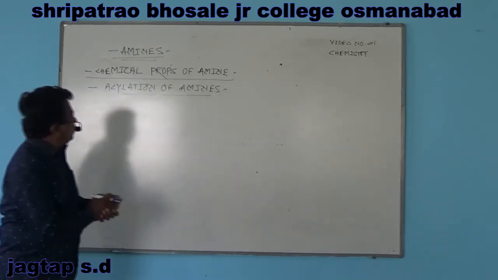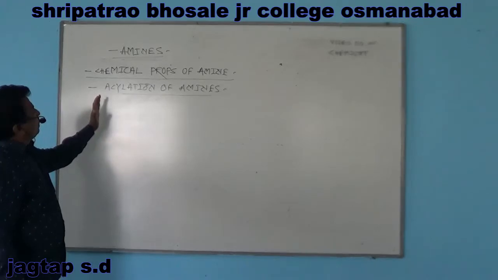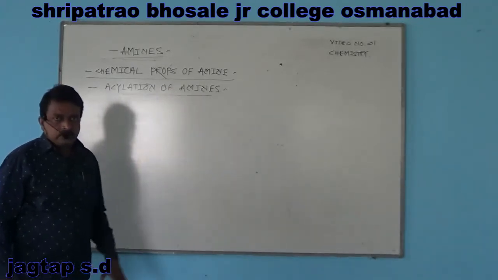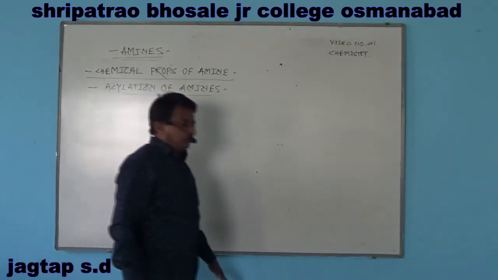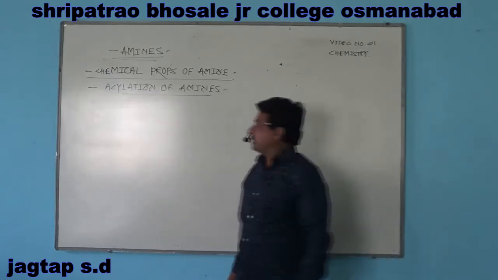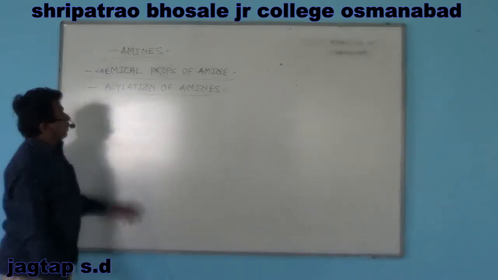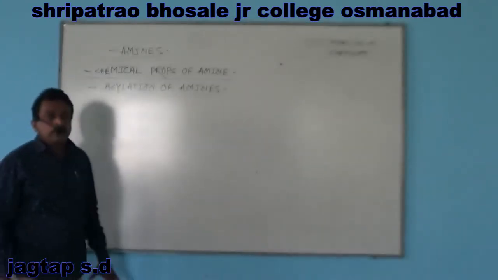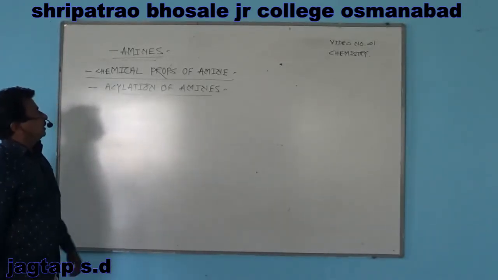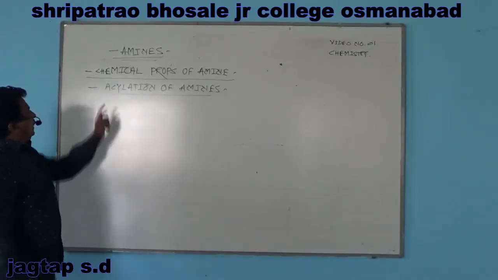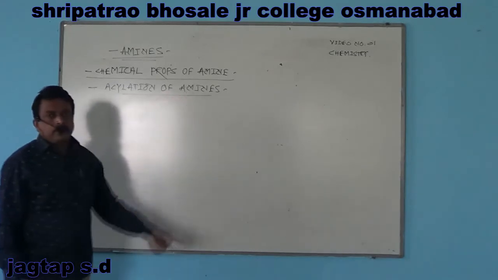But today we have to study the acylation of amines. We know amines are the alkyl derivative of ammonia, that is, a compound obtained by replacing one or more hydrogen atoms of ammonia by the same number of alkyl groups. The next chemical property: acylation of amines.